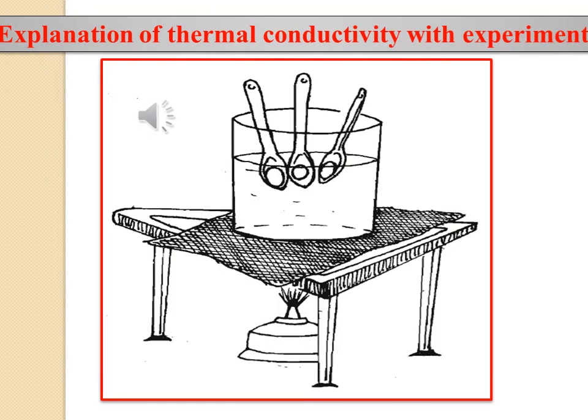Now, explanation of thermal conductivity with experiment. The required accessories are one spoon of glass, one spoon of plastic, one spoon of aluminium, three 1 taka coins, one beaker of 60 ml, 30 ml water, a spirit lamp, wax, safety matches and a stopwatch.